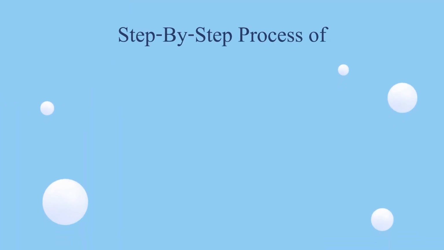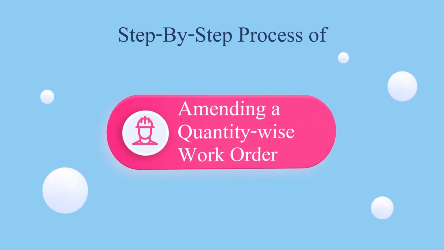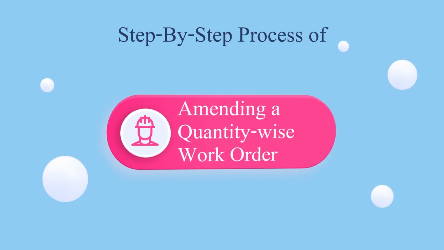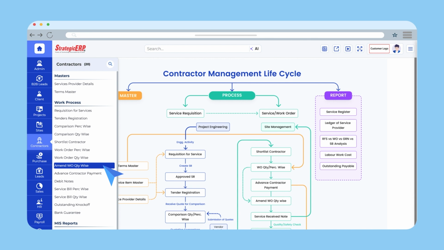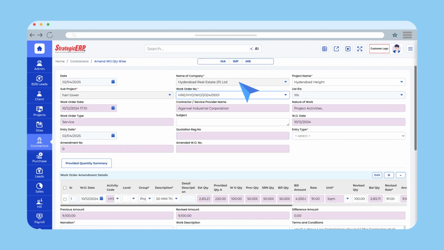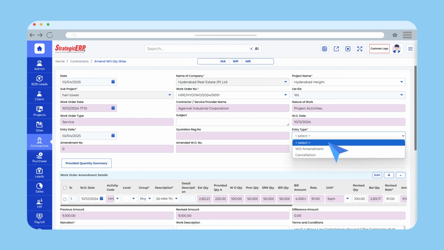Let us understand the step-by-step process of amending a quantity-wise work order in Strategic ERP. Navigate to the Amend Work Order Quantity-wise form under the Contractors Management module. Select the name of company, project name, work order number, work order date and entry date of the work order.